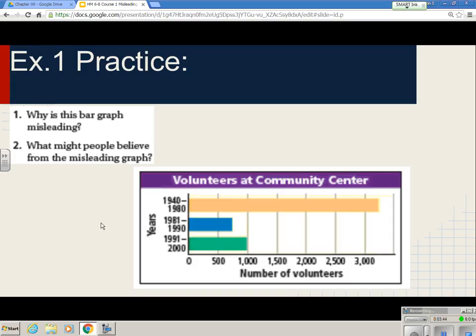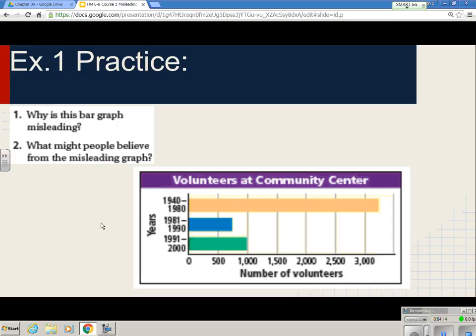All right, so I've given you a chance to take a look at this volunteering graph, and you probably noticed that the graph is misleading simply because the years for the bars are not represented equally. The top bar goes from 1940 to 1980, so that's 40 years. But the next two go from 81 to 90 and 91 to 2000, and those are only 10-year gaps.